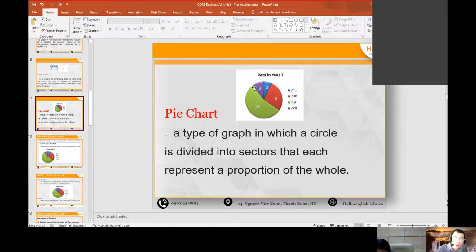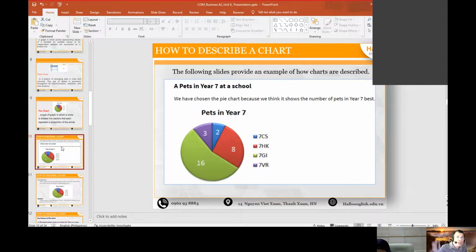So it's more what? This one is more than half, because this one is 16. And then the violet one would be 7VR. That would only be 3%. And we can see in there, right? The result, using the pie chart. Okay? Now, how are we going to describe a chart now, Toy?